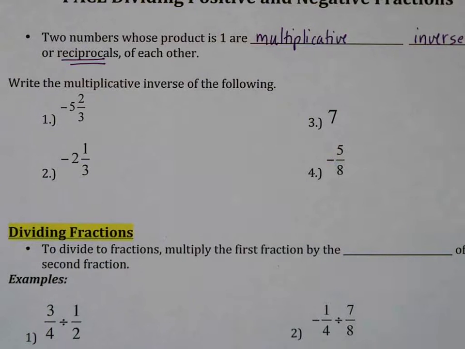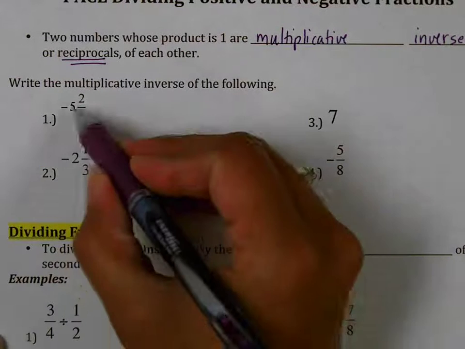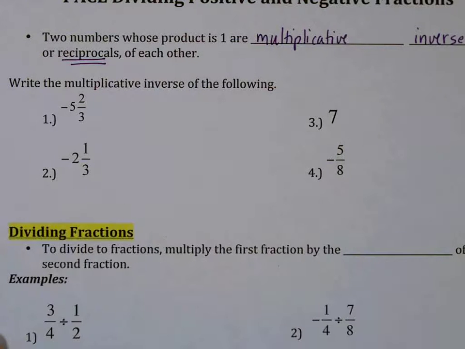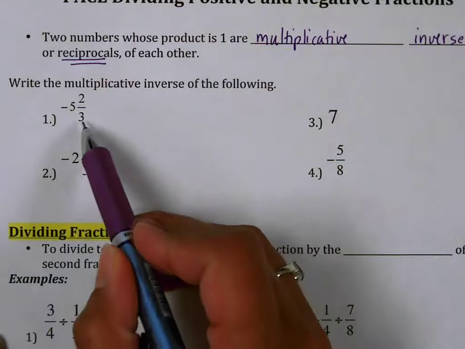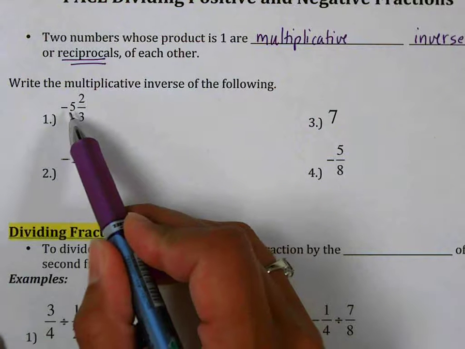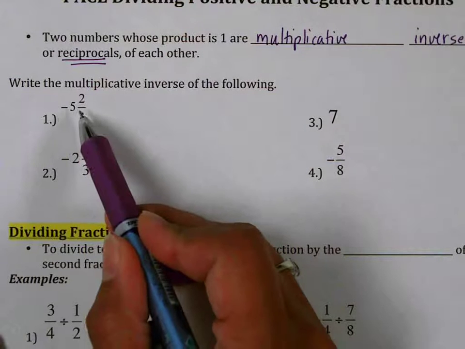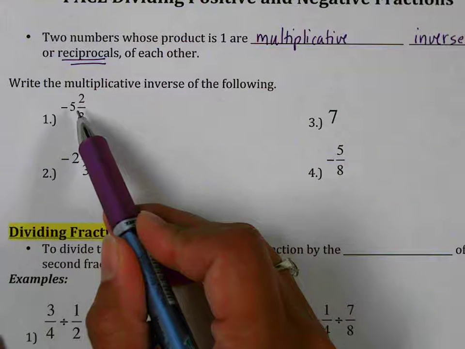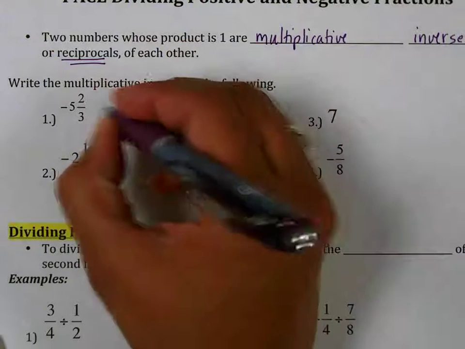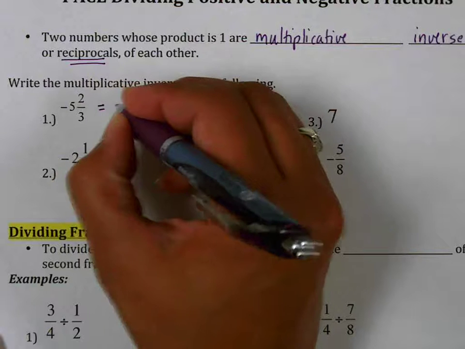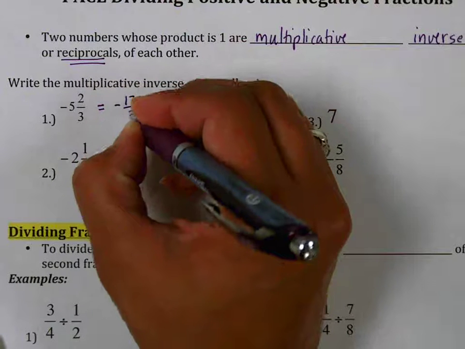So we're going to write the multiplicative inverse of each of these. Here we have a mixed number, and the way we find the multiplicative inverse is by changing the mixed number into a fraction. Remember that we multiply the denominator times the whole number, so 3 times 5 is 15, and then 15 plus 2 is 17. So we get a negative 17 thirds.